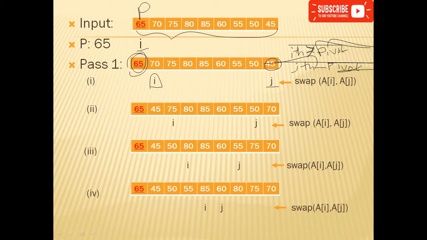So 70, is it greater than 45? i and j we need to compare. If i is greater than j, then swapping will be done. So here i is 70 and j is 45. 70, is it greater than 45? Yes, then swapping will be done.